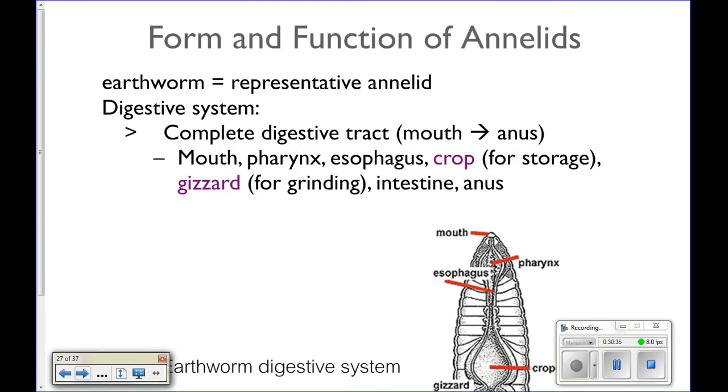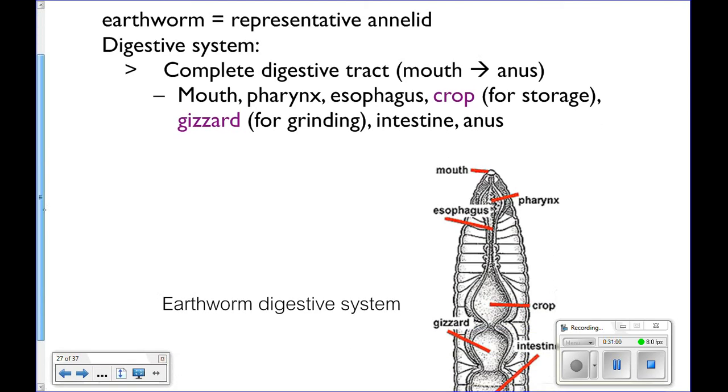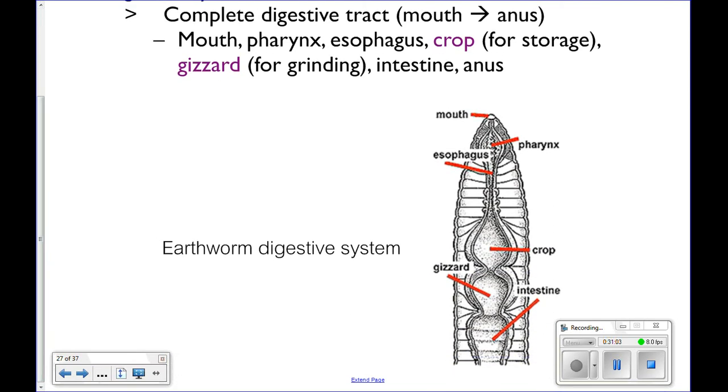All right, form and function in annelids. So how do they do all of their life processes? We're going to use earthworms as our model annelid, mostly because that's probably what you're most familiar with. So you know something about earthworms. Okay, so let's look at their digestive system, how they digest food. They have a complete digestive system, mouth to anus. Food enters into the mouth through the pharynx, through the esophagus, where it ends up in the crop. The crop is a holding tank, basically. So it holds food there.